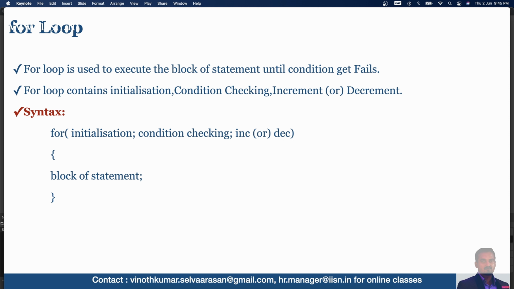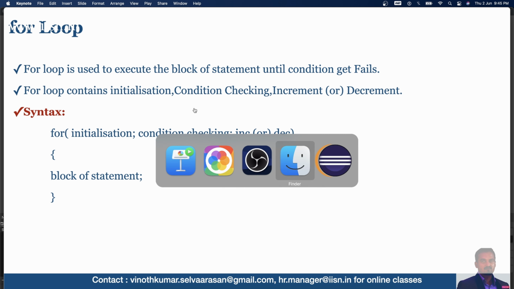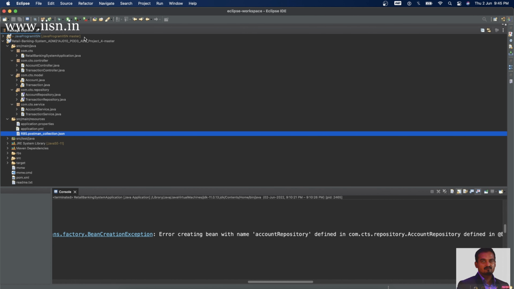This is the general syntax of the for loop: initialization, condition checking, and increment or decrement. Now we are going to see the implementation part of this for loop.